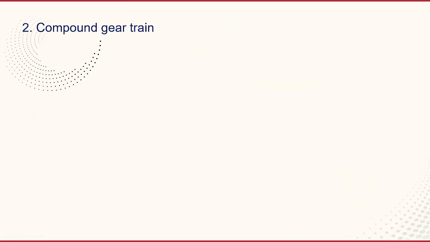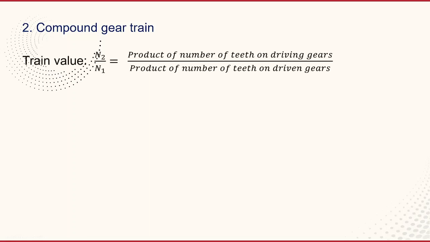Compound gear train. In a simple gear train, each shaft carries only one gear. In a compound gear train, at least one shaft is carrying more than one gear. That gear train is known as a compound gear train. Now you can see that the train value of the compound gear train is obtained by the speed of the driven wheel by the speed of the driving wheel, that is equal to the product of the number of teeth on the driving gears by the product of the number of teeth on the driven gears.